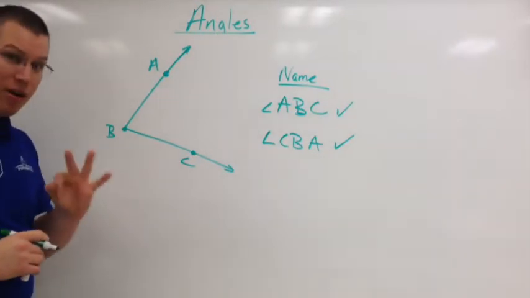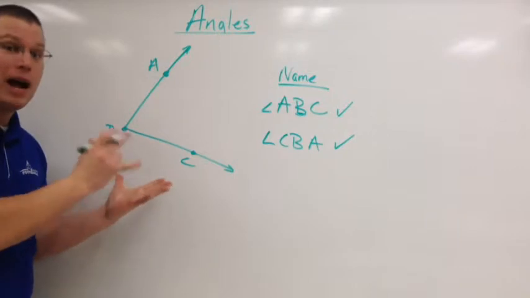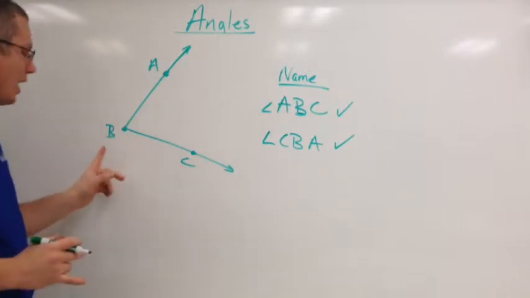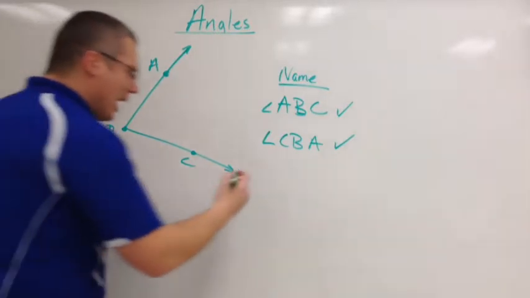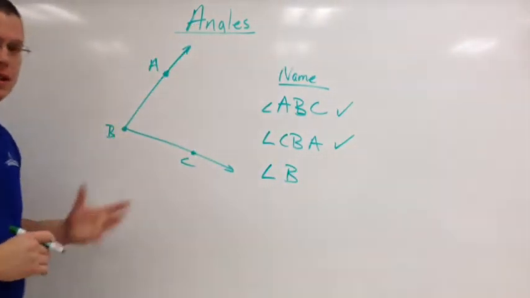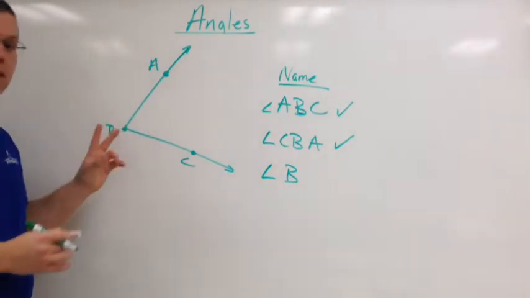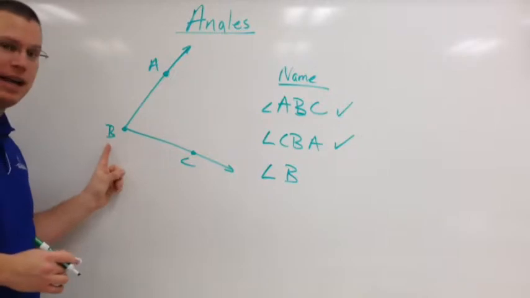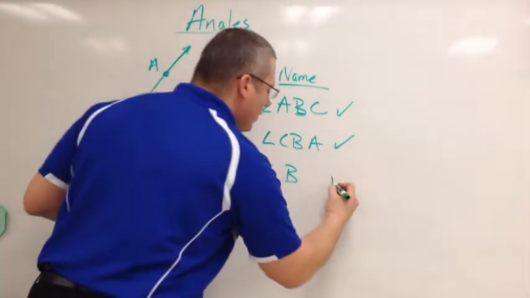There still is a third way to name this angle. If the angle is singular by itself, I could name it just by the vertex. This also could be named angle B. The reason is there's no other angle B on this paper. And typically when there's one angle, you can name the vertex and the angle that originates from it. All 3 of these are good.